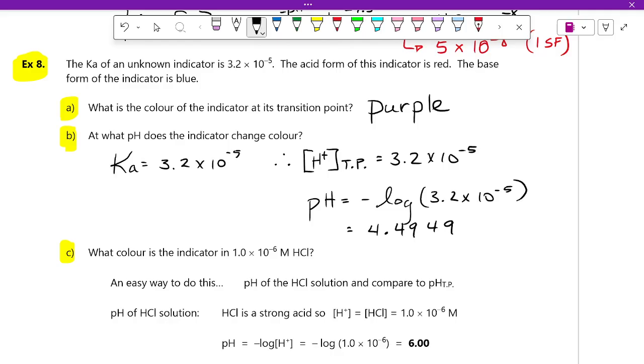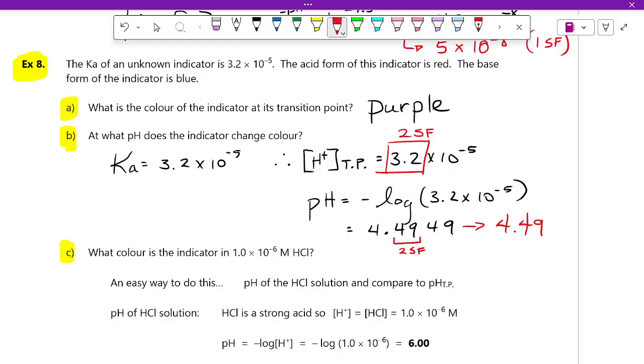So if it's 4.4949, how many digits should I have here? I've got 2 sig figs here because that's not a p-value, so everything is significant. And now this is a p-value, so only after the decimal, so that means that I'm going to have 2 sig figs here, so this is going to round to 4.49.